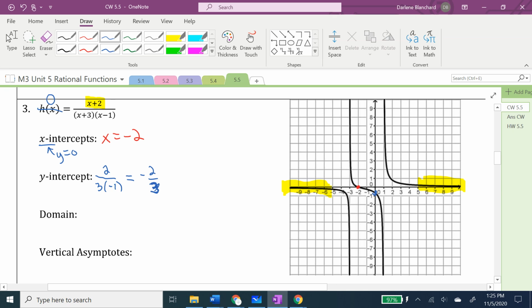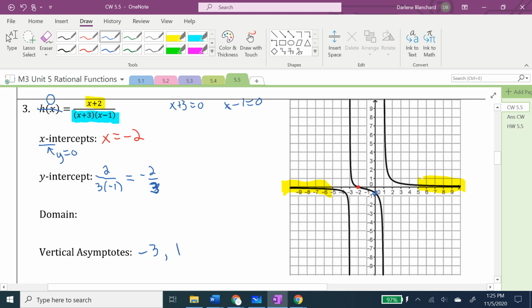Then I want to skip over domain and go to vertical asymptotes. Vertical asymptotes are what make the denominator equal 0. The domain is everything except what makes the denominator equal 0. And if you look at setting those individual factors equal to 0, we get -3 and +1.